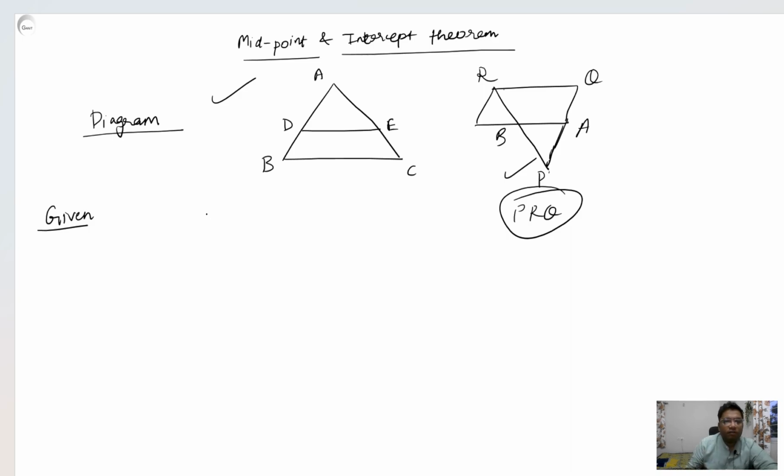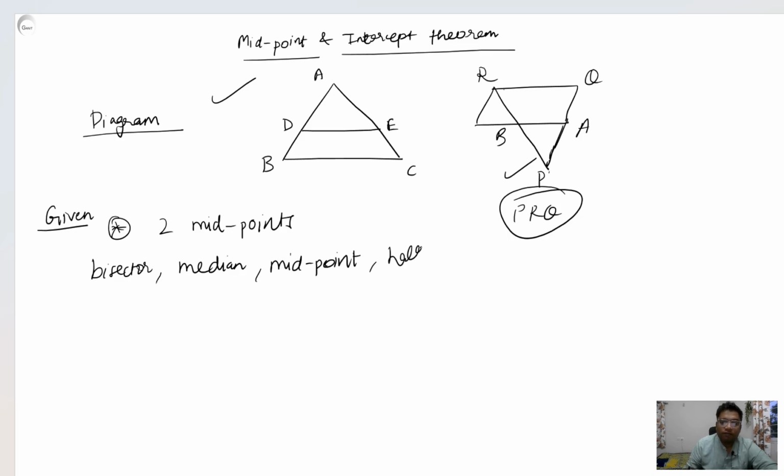So what will be your given information? First and foremost, two midpoints. Now, they may be given directly or indirectly. Directly means the question will say D and E are the midpoints. But indirectly, which is most of the times, what words can they use? They can use the word bisector. They can use the word median. They can use the clear cut word midpoint. They can use the word half. So all these words indicate midpoint only.